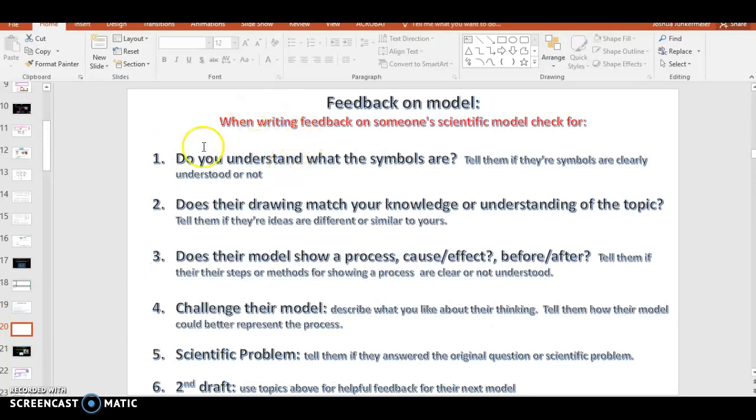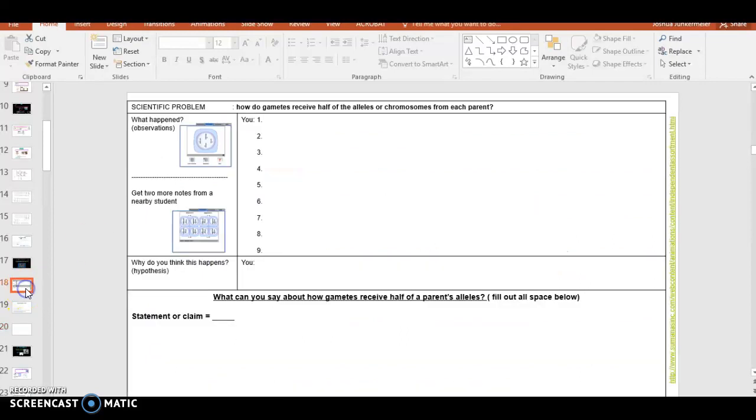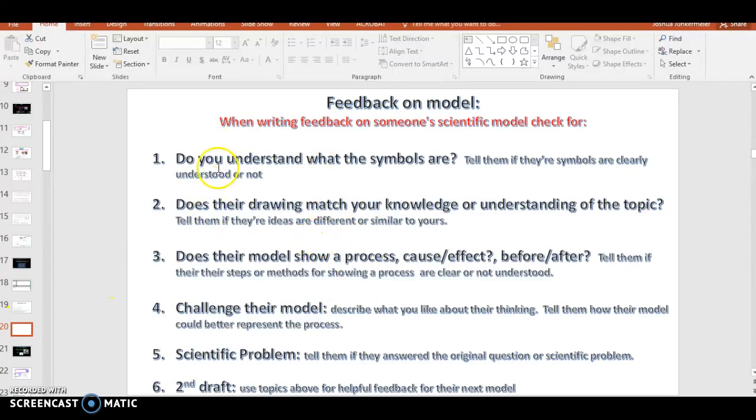Slide 20 is what we'll use in class to give each other feedback. So when you get into teams, you're going to show them the models you created from this worksheet. And remember, your models are just trying to answer this question of how gametes receive half the alleles or chromosomes. And your teammates are going to use these ideas to give you feedback and make it better, so you can create a second draft that's improved.